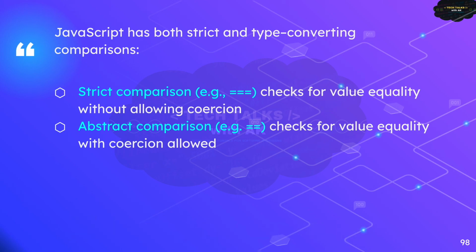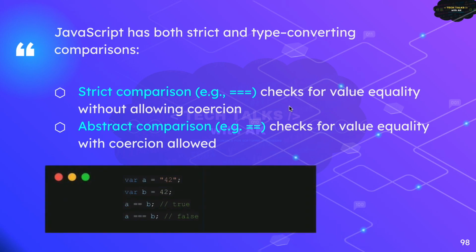Let's take an example to understand this. Say A is string 42 and B is number 42. If we do abstract comparison, which is double equals, if A equals B, it returns true because it checks only equality of value with coercion allowed. If we check strict comparison, which is triple equals, it returns false because it checks the data type of the value as well.